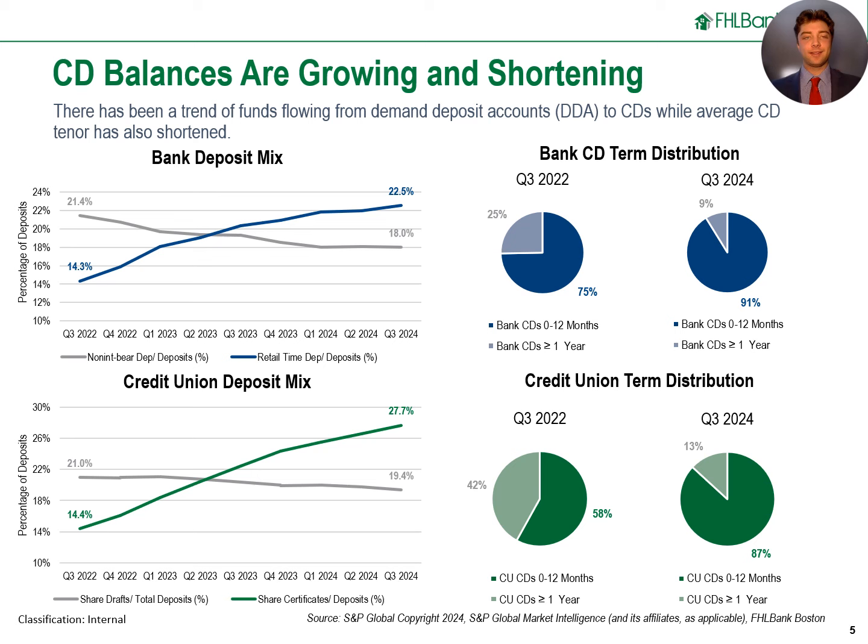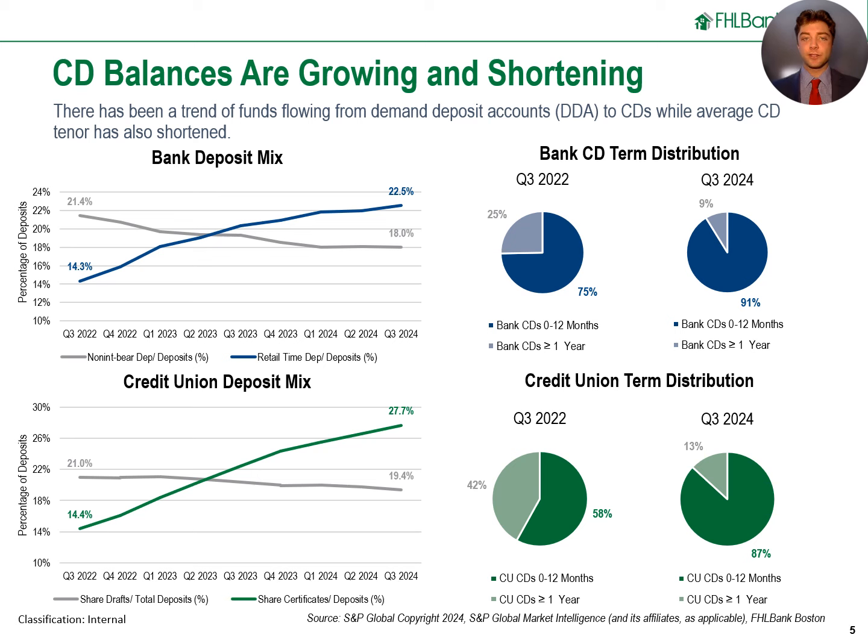Another notable trend in member deposit books has been the flow of funds out of lower cost DDA and savings products and into CD and money market accounts. This remixing of deposits has led to CDs and share certificates representing a much higher percentage of total member deposits and has been a significant driver of the higher deposit costs that we have seen during this cycle.